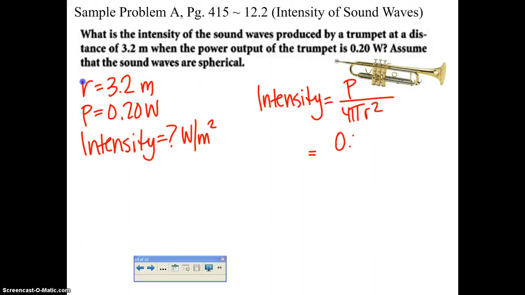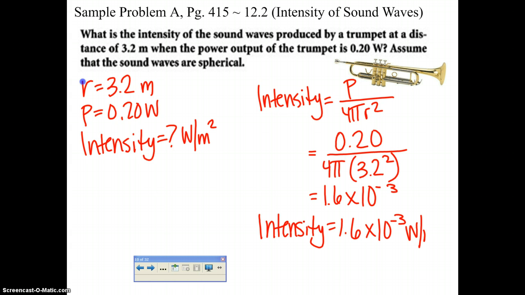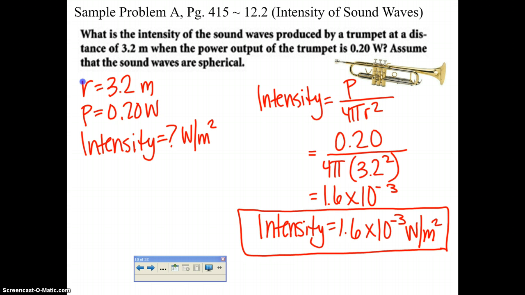Please get your calculators out. 0.20 divided by 4 pi times 3.2 squared. Okay, make sure it's just the 3.2 that's being squared. Putting that into your calculator, you get an answer of 1.6 times 10 to the negative third. Therefore, your intensity with sig figs, you only want 2 sig figs, happens to be 1.6 times 10 to the negative third watts per meter squared. Okay, there's your final answer.